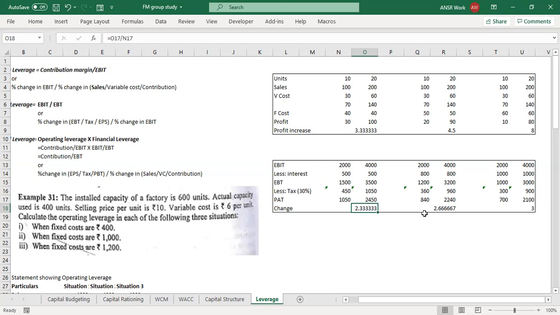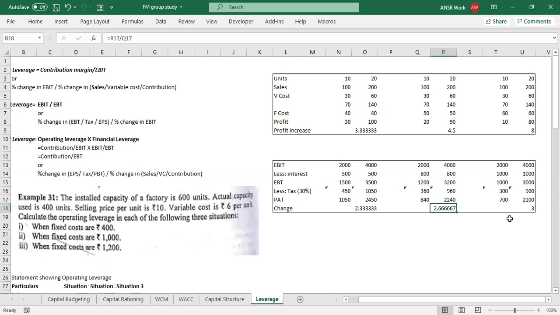Now it's 800. In that way, your PAT comes to 840, and in the other way around, it comes to 2240. Your increase is 2.67. So in this example, when you have increased the interest to 800, doubling the EBIT makes a change of 2.66 times in the profit. Now, if you can see, exactly similar effect is there here also.